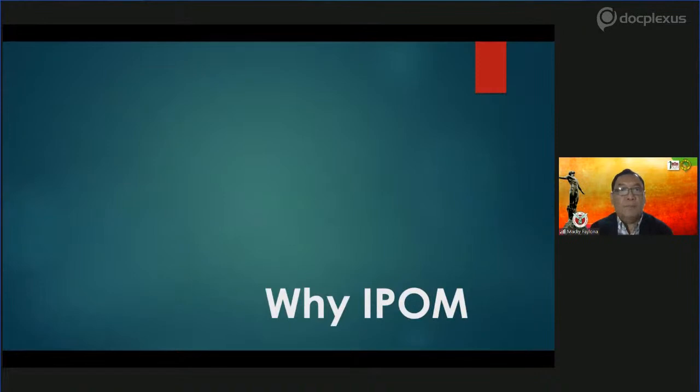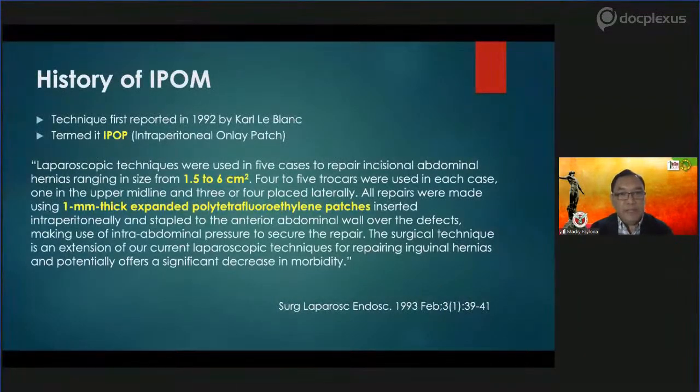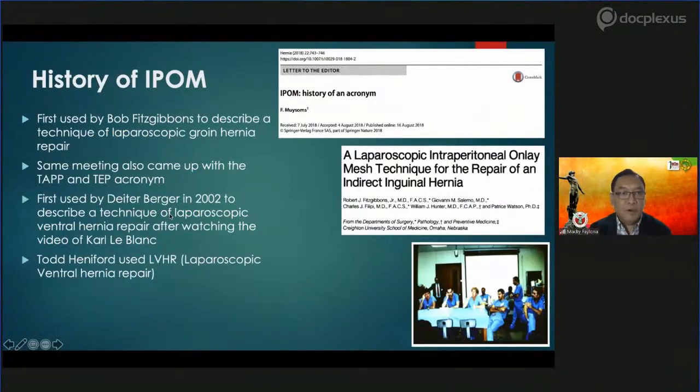So why IPOM? A bit of history. The technique was first reported by Carl LeBlanc in 1992, but he did not term it IPOM. He was actually thinking of the term IPOM, or intraperitoneal onlay patch. So he reported it in this publication for 5 cases, medium-sized hernias, 1.5 to 6 centimeters squared, using EPTFE as the prosthetic device. Furthermore, down the line, the term IPOM was first used by Bob Fitzgibbons as a technique of laparoscopic groin hernia repair.